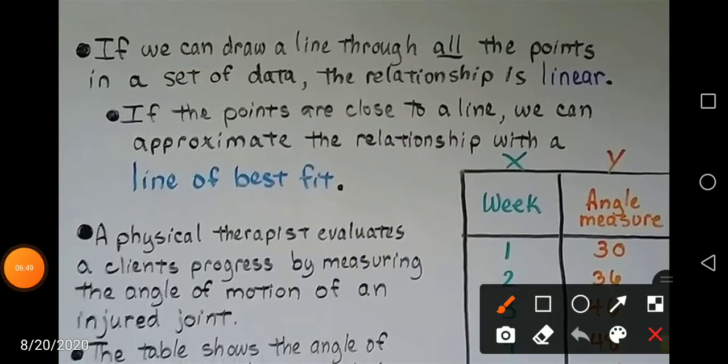Now if we can draw a line through all points in a set of data, the relationship is linear. Again, if we can draw a line through all the points in a set of data, the relationship, don't forget, is linear. If the points are close to a line, we can approximate the relationship with the line of best fit. Do you know now the difference between them? Okay, we'll see.